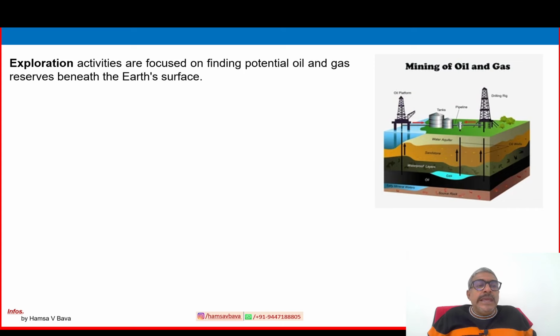So these are the major processes in the oil and gas, hydrocarbon industry. Number 1 is exploration. Exploration activities are focused on finding potential oil and gas reserves beneath the earth surface. You can see here this is the surface, and here the hydrocarbon potential area or some level of hydrocarbon reserve. So exploration activities are carried out by various methods of drilling and testing. This is the exploration symbol, a pictorial representation.